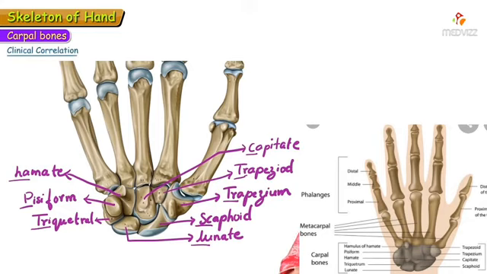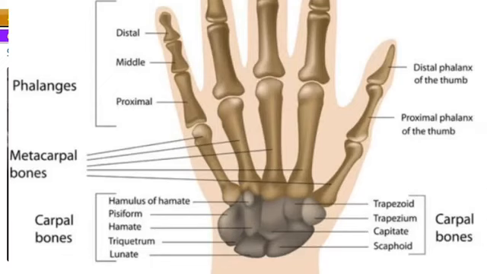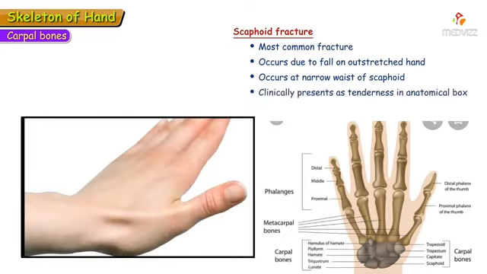Starting with the scaphoid fracture, that is the boat-shaped bone which is present here. This is the scaphoid bone. The scaphoid is the most common bone which undergoes fracture and usually occurs due to a fall on an outstretched hand. Fracture occurs at the narrow waist of the scaphoid. So this part of the scaphoid is often prone to fracture. Clinically, scaphoid fracture presents with tenderness in the anatomical snuff box.